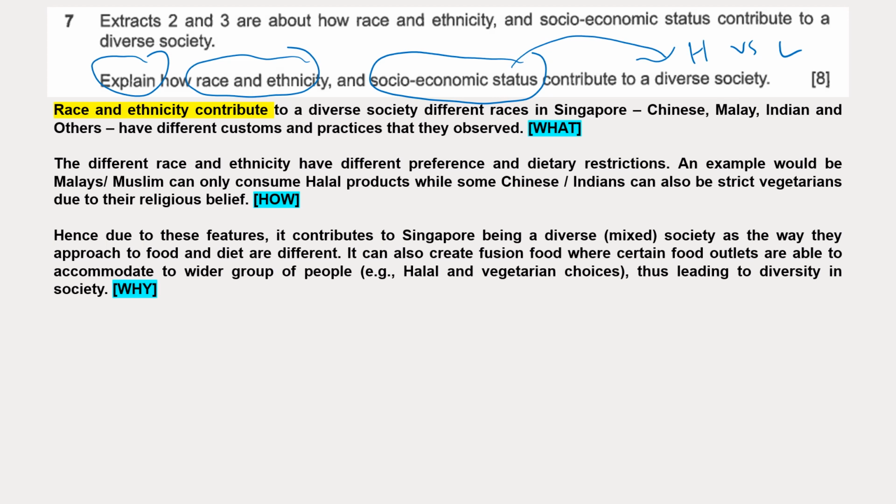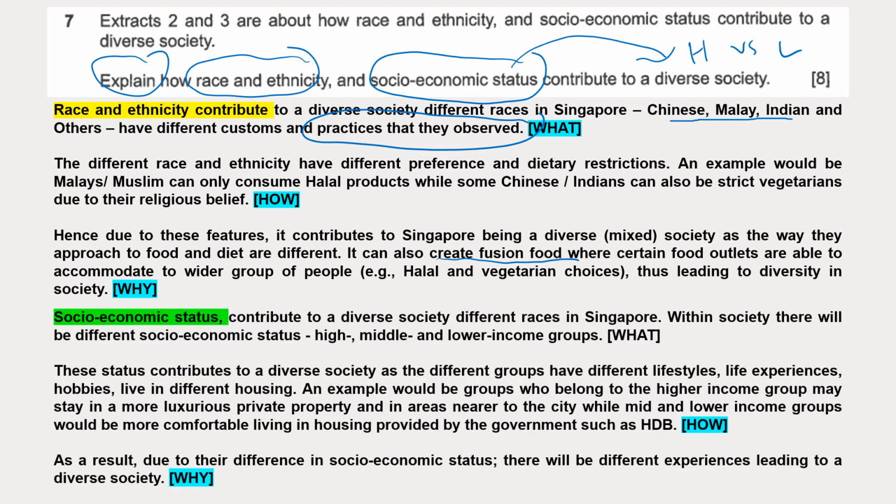So an example about race and ethnicity is the very fact that we have groups of Chinese, Malay, Indian, and even others, they all have different customs, different practices. And because they have different customs and practices, obviously it will lead to a diverse society. Because sometimes their diet is different. Some could require certain kinds of dietary food, and because of that, it has led to fusion food, where certain food outlets are so diverse because they cater to the needs of different races, different ethnicity.